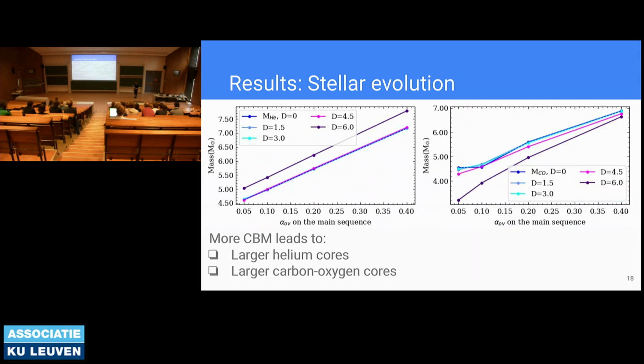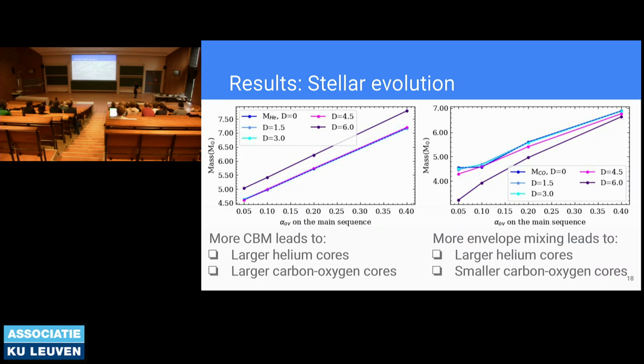So, and here's the core sizes. So here you can see that the convective boundary mixing leads to a larger helium core, and here a larger carbon-oxygen core. However, more envelope mixing also leads to a bigger helium core, but it gets a smaller carbon-oxygen core.